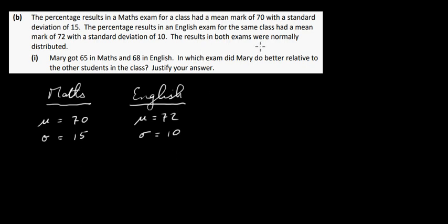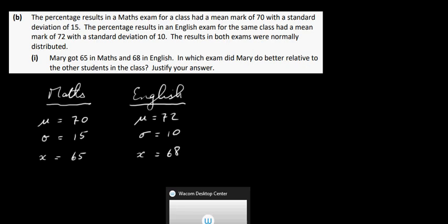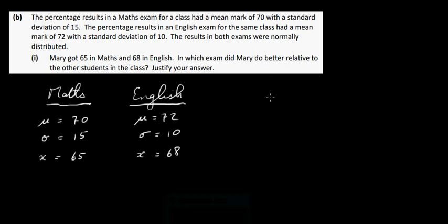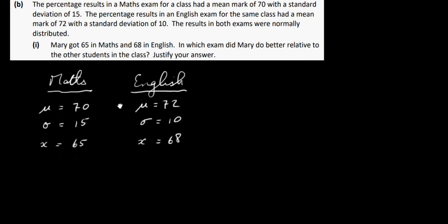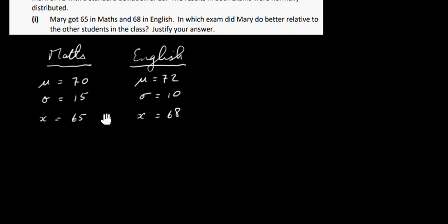The results in both exams were normally distributed. So first of all, Mary got 65 in maths, so this is our X value. And she got 68 in English, this is our X value here. In which exam did Mary do better relative to the other students in the class? Justify your answer. Okay, so really what we've got to do here is work out Z values for both.